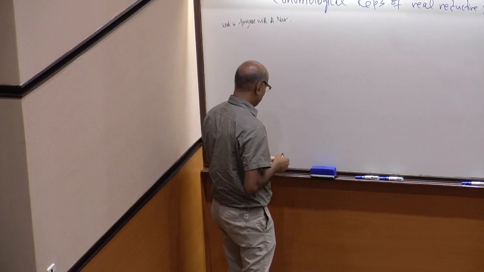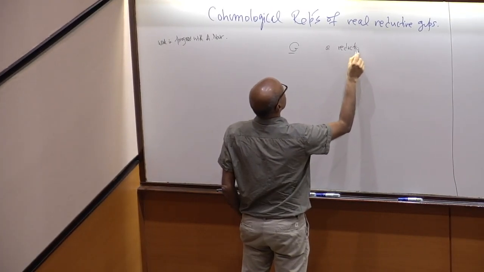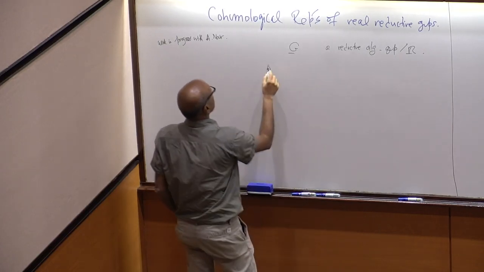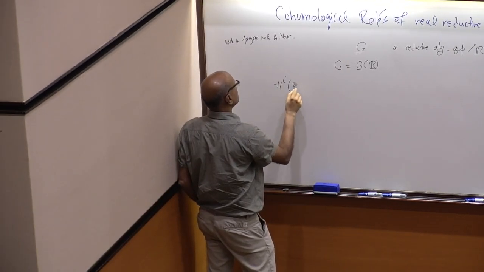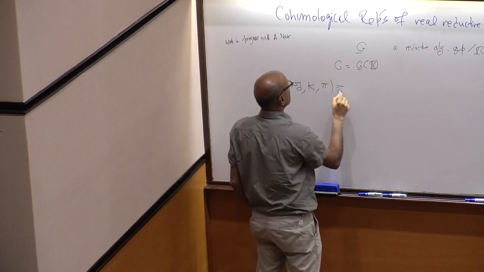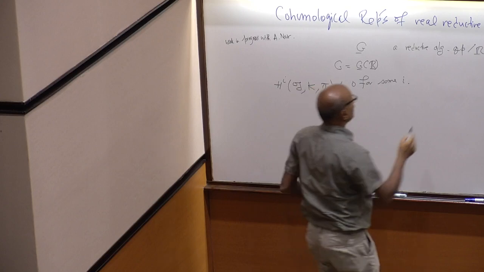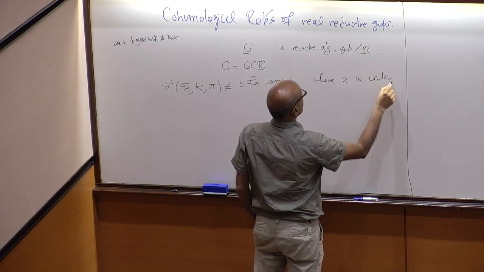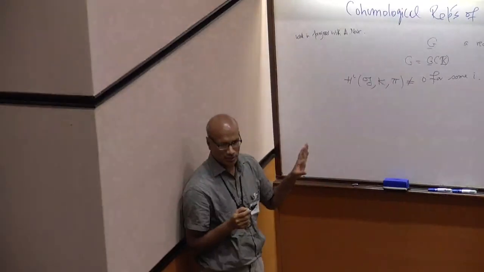So I should say that this is a reductive algebraic group over R, always connected, I believe, and the group G is G(R), and one is interested in representations pi of G or of G(K) such that this is non-zero for some i. One is always interested only in where pi is unitary. I believe more general representations have been studied, but they are of no interest for my lecture today.